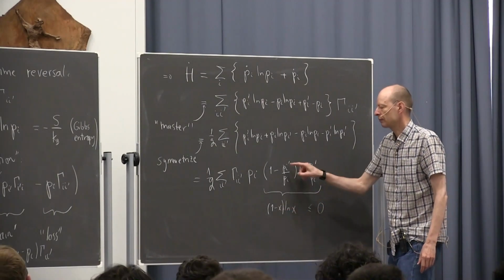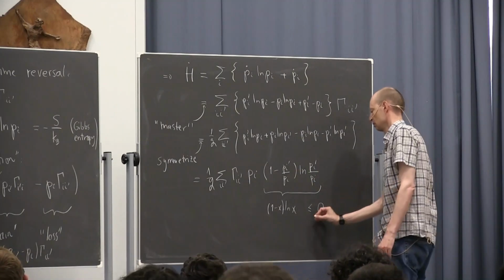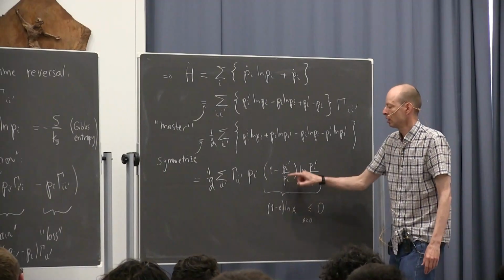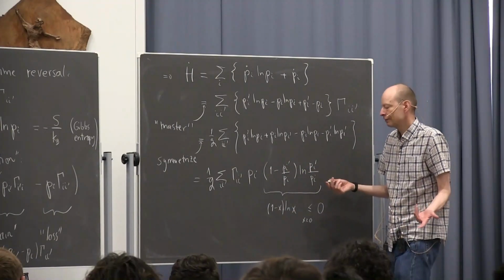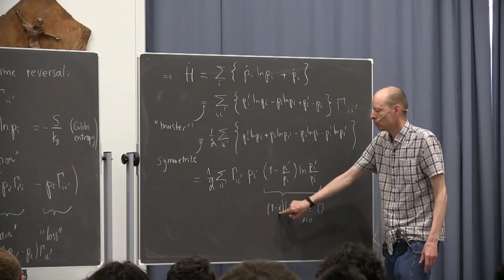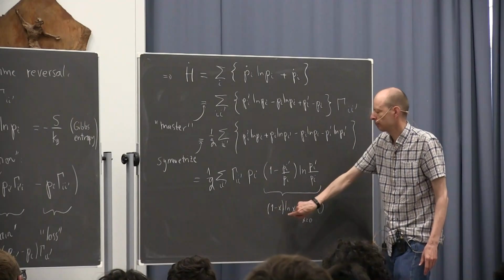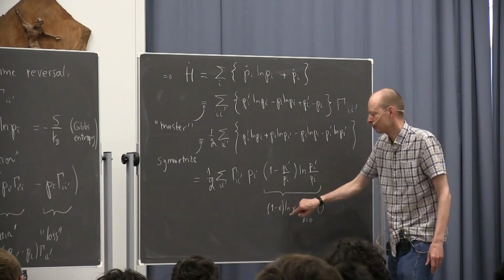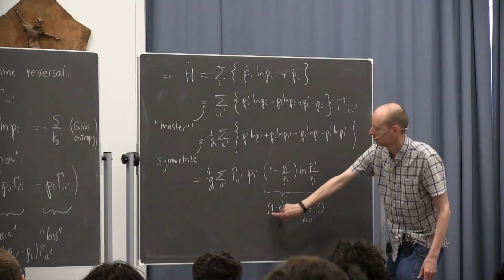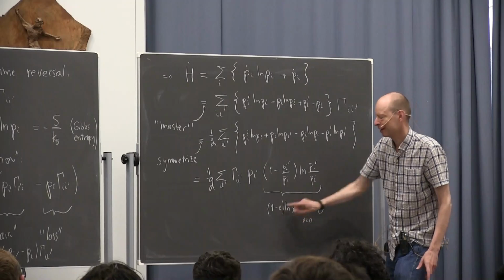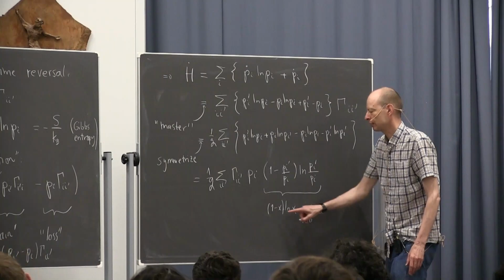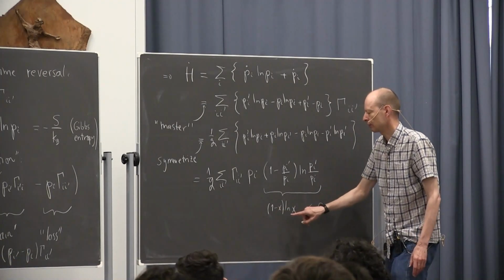Because, okay, these probabilities are non-negative, so x is larger than or equal to 0. If x is less than 1, then 1 minus x is positive, but log is negative, so the product is negative. If x is more than 1, then this is negative, but the log is positive, again negative. The only case where I get the equality is if x is equal to 1, then this is 0, this is 0.